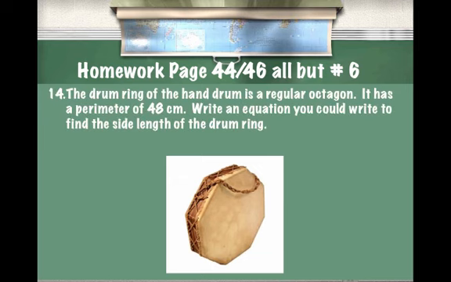14. The drum ring of the hand drum is a regular octagon. It has a perimeter of 48 centimeters. Write an equation you could write to find the side length of the drum ring. Write an equation does not mean we need to solve it. So what we need to figure out here, the unknown number, is 8. We should know that an octagon has 8 sides. So therefore, if the perimeter is 48, we are left with 8n equals 48.